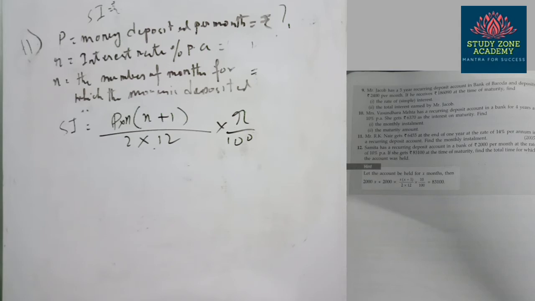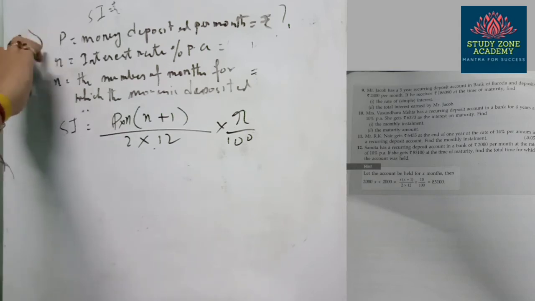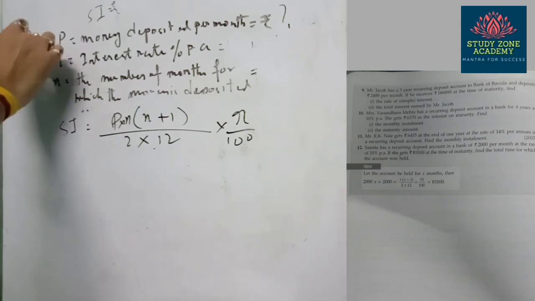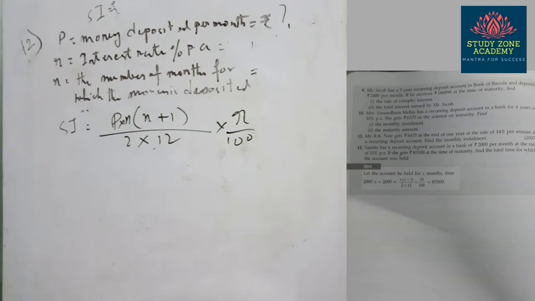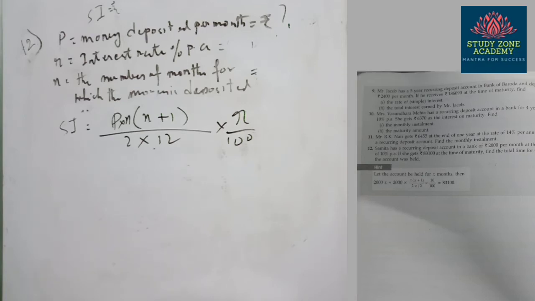Now sum number 12 is very interesting. Here they have asked you to calculate time, which is a bit tricky. And I'm going to help you out with that sum. Till now I did almost all the sums, but in sum number 12, you need my help thoroughly. Let me go through the question.